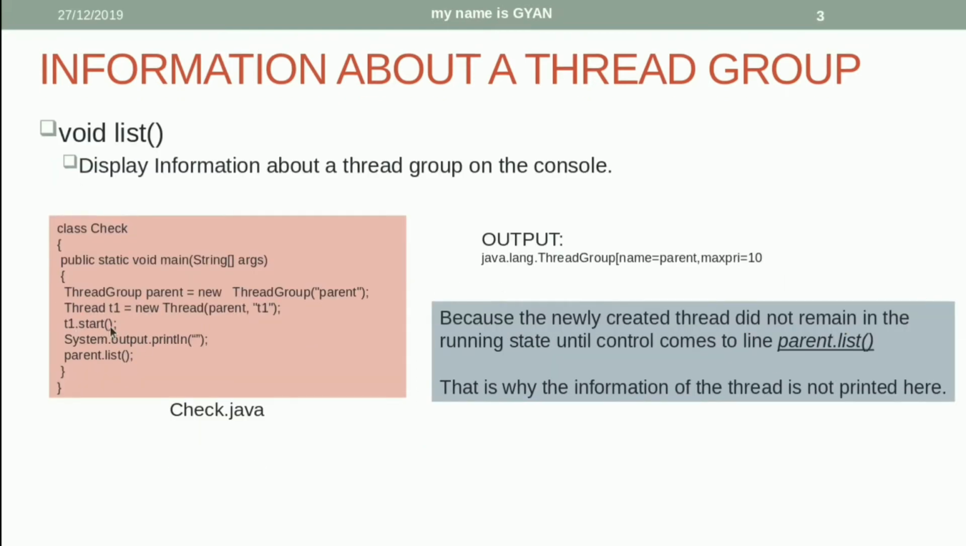But here in this case, after calling the start method, we have used the println statement before we call the list method. That's why the new thread comes to an end before we call the list method. Therefore, the information about the thread has not been printed here. Because the newly created thread did not remain in the running state until the control comes to the line parent.list. That is why the information of the thread is not printed here.